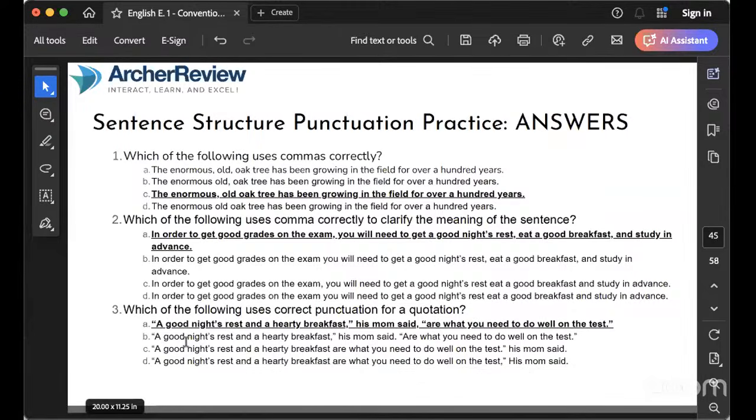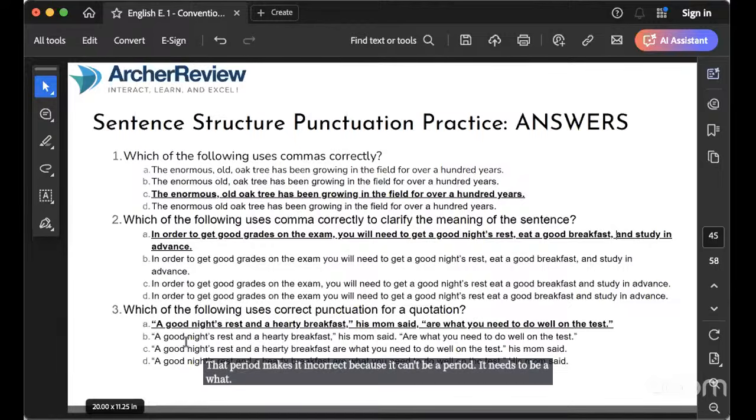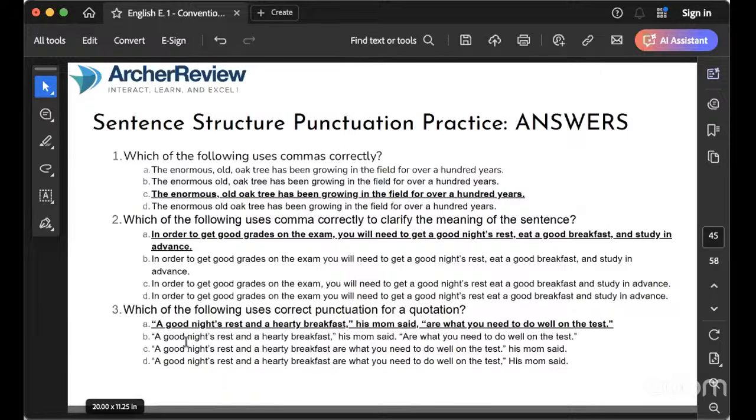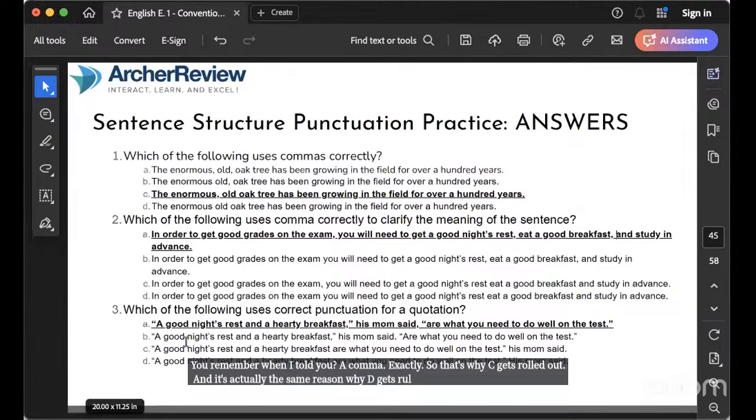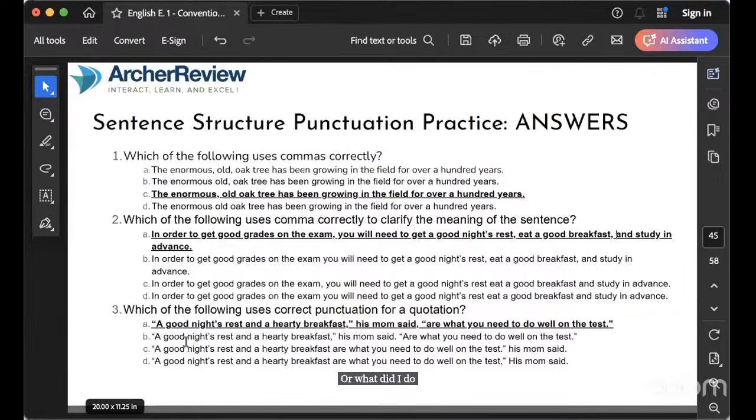Okay. And then it's got the tag, his mom said, and his is not capitalized. That period makes it incorrect because it can't be a period. It needs to be a what? You remember what I told you? A comma. Exactly. So that's why C gets ruled out. And it's actually the same reason why D gets ruled out, because they put the comma there, but then what did they do to his? Or what did I do? Because I did it.